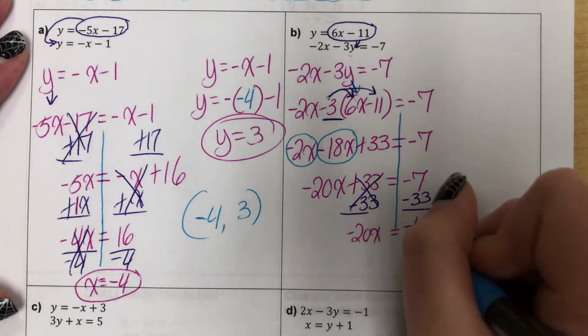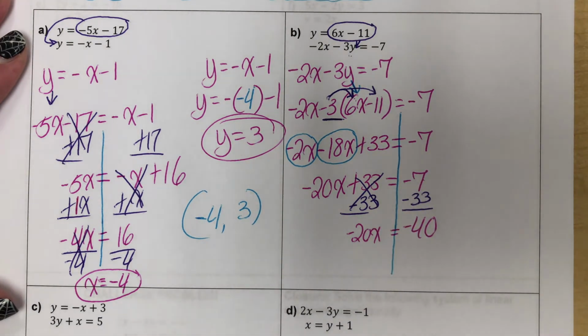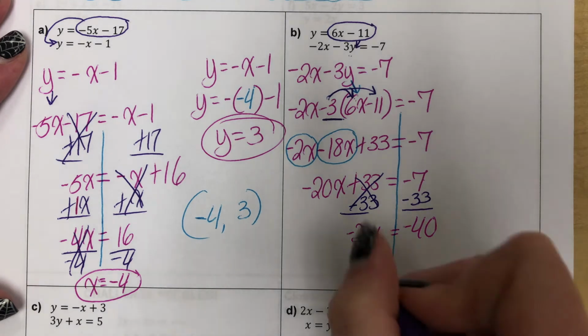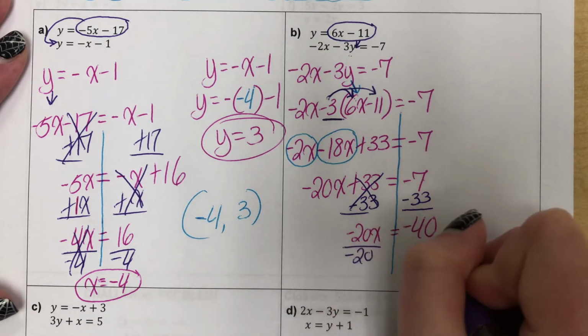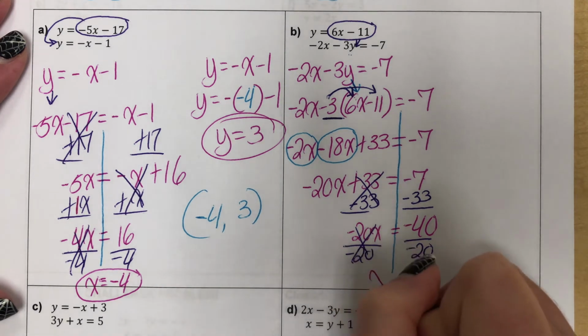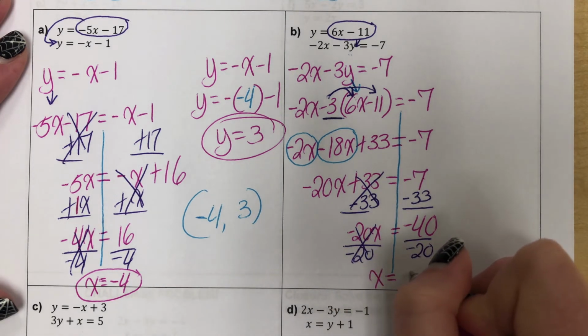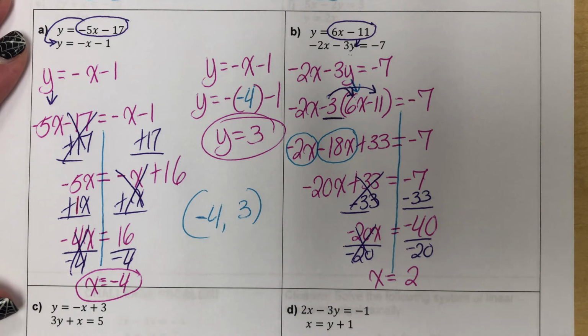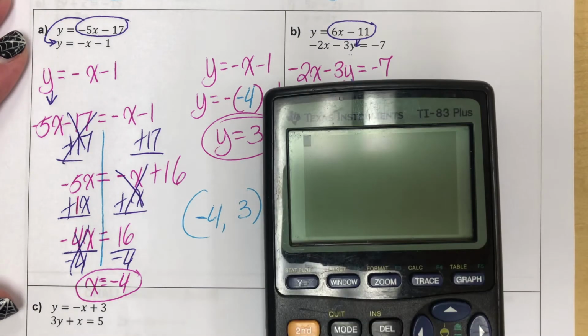All right, I'm going to just drop my train track a little bit more here. And then again, whenever I have a number and a letter mushed together, that's multiply, and the opposite of multiplying is dividing. So I'm going to divide both sides by -20. This cancels. So here we go. I have x equals +2. Again, -40 divided by -20 is +2.